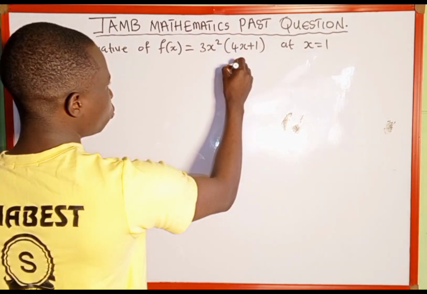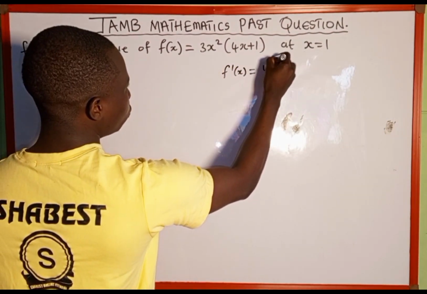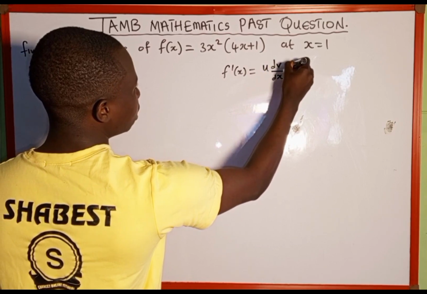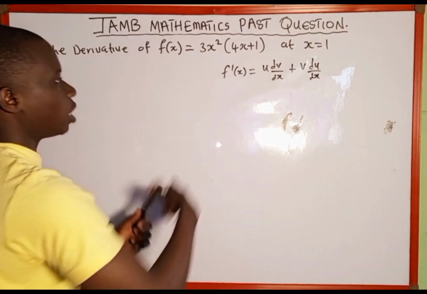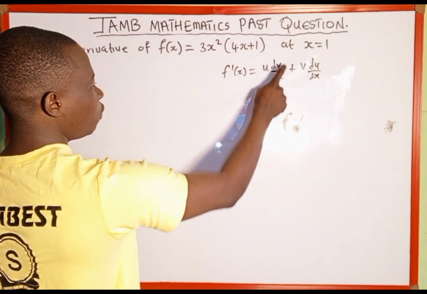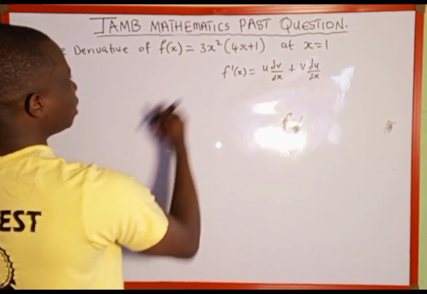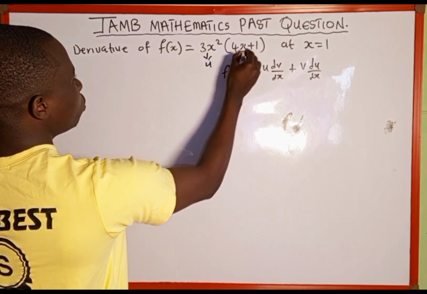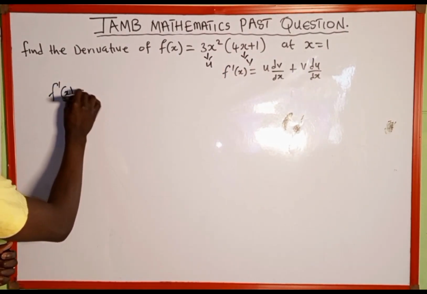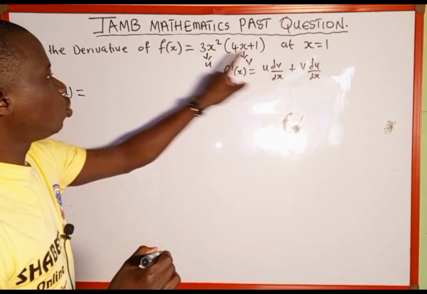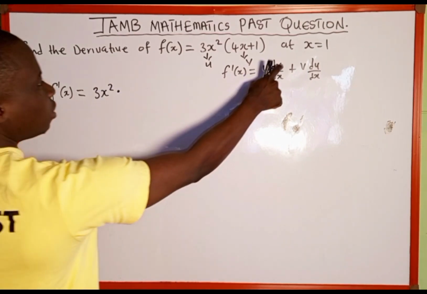And recall the product rule: f prime of x is equal to u dv over dx, then plus v du over dx. What do you notice in this formula? Write u, differentiate v with respect to x, then write v, differentiate u with respect to x. So we let this first one be u, then this second one be v. So f prime of x, the first derivative, will be equal to: we are going to write u, which is 3x to power 2, then multiply by dv over dx.